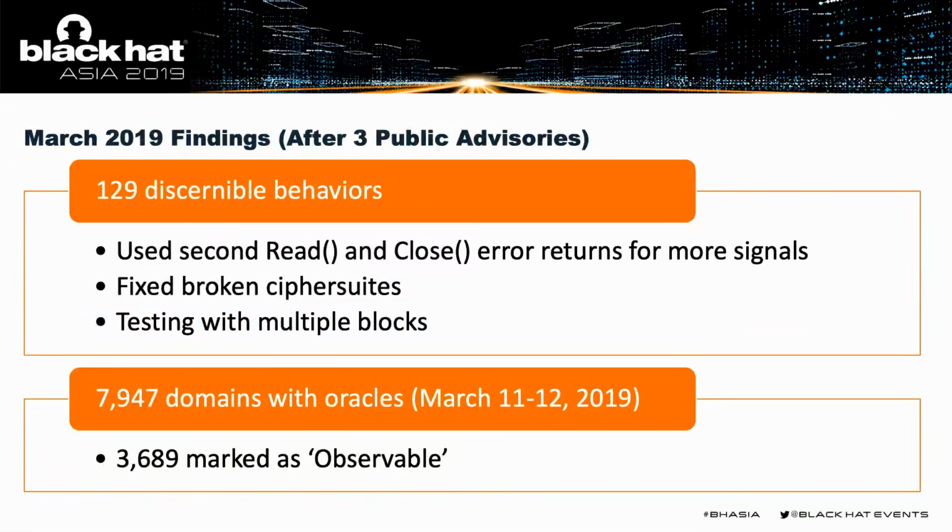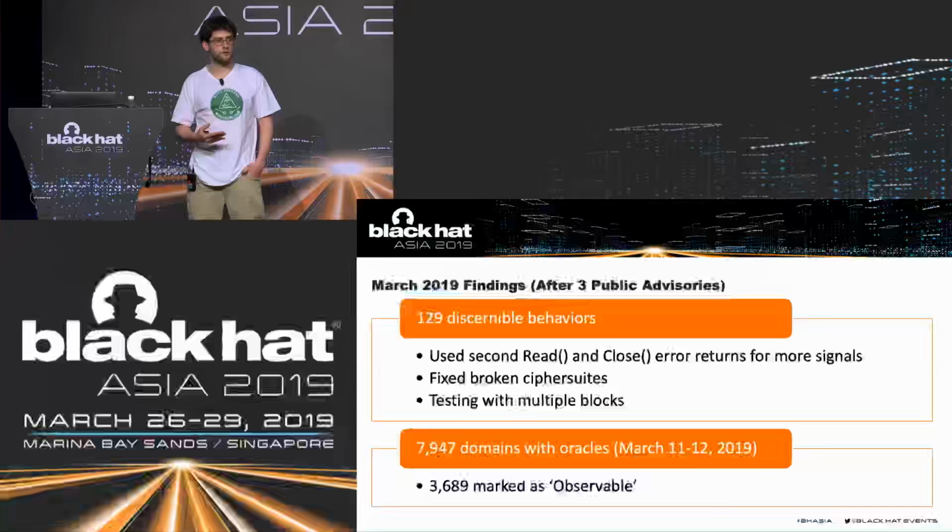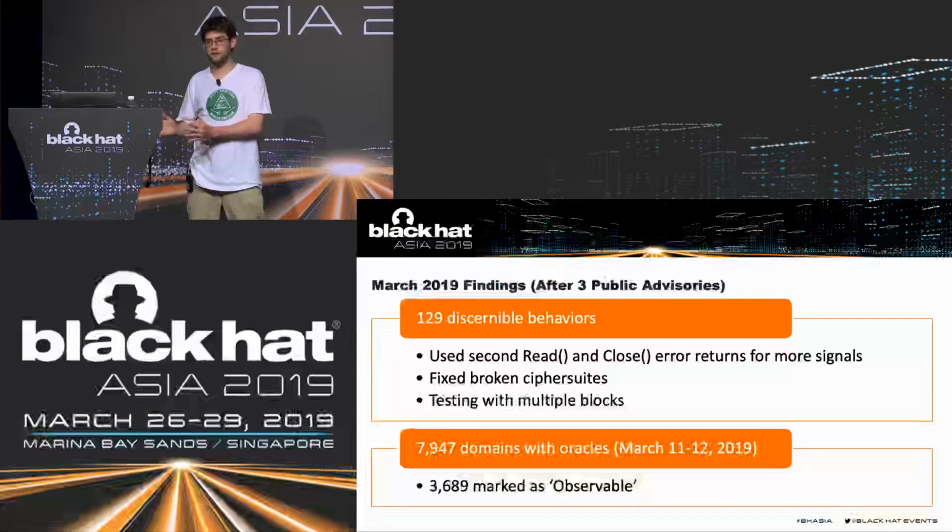When I extended my test tool and did some more scans, and this is meanwhile after 3 different public advisories had been released, Citrix, F5 and Oracle, I found 129 discernible behaviors. Part of this is because I extended my validation for what kind of signals I was looking for. I added some code to say, after we've sent our record and waited a little while, let's try to close the TLS session, which means writing onto the socket, which means that we're possibly going to get another error condition back that's going to reveal whether the session is still open or whether the remote peer has terminated it.